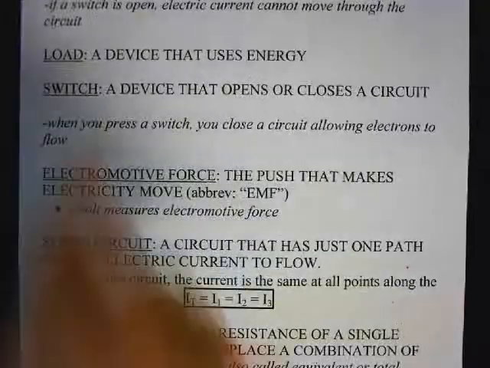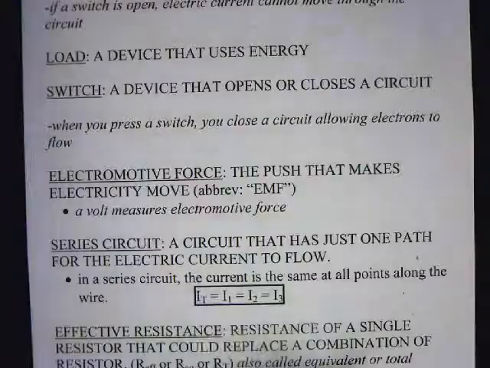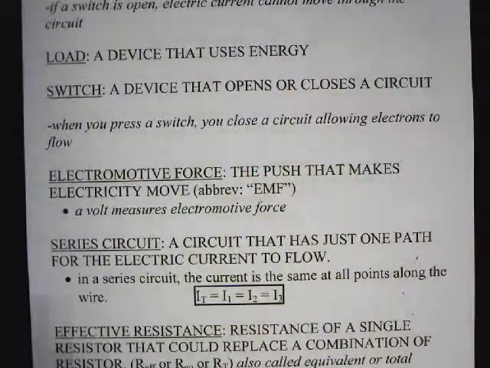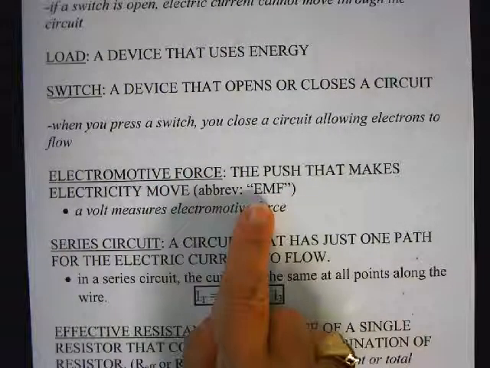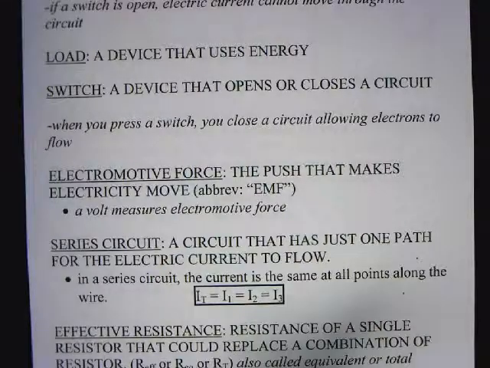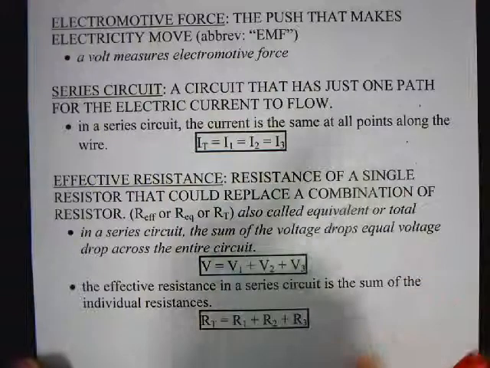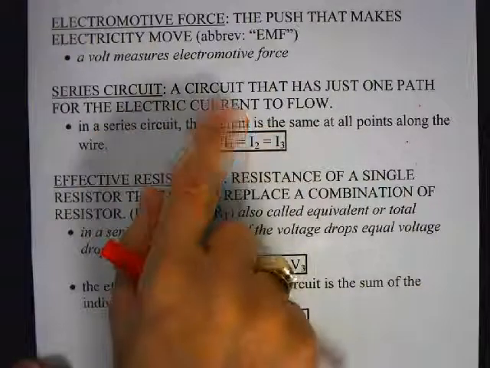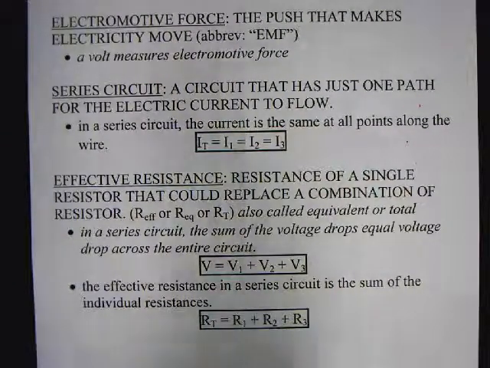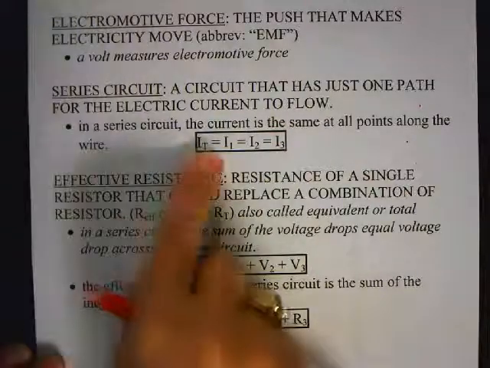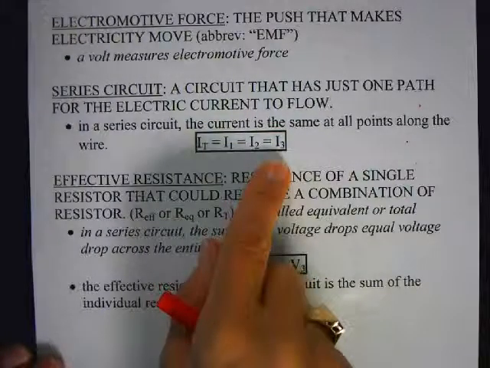series. So a load, a device that uses energy, and then it's the switch. We talked about that in the last chapter. Electromotive force, this is abbreviated EMF, and this is what pushes the electricity through. So today we're going to do a series circuit. In a series circuit, this is one where there's only one path for it to go. So the current only has one way to go, and that's it. And you need to remember that the current is the same throughout a series circuit.